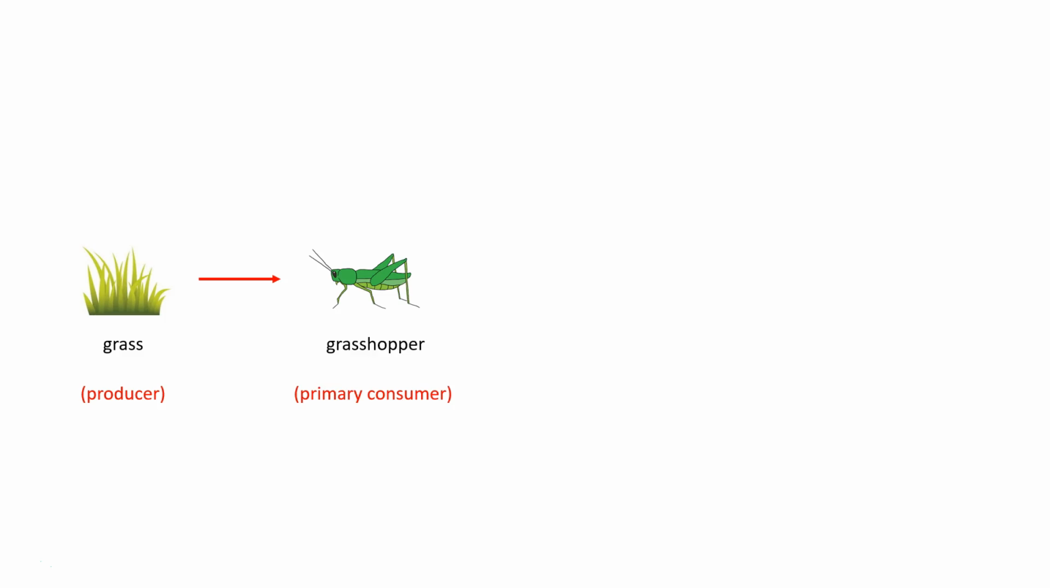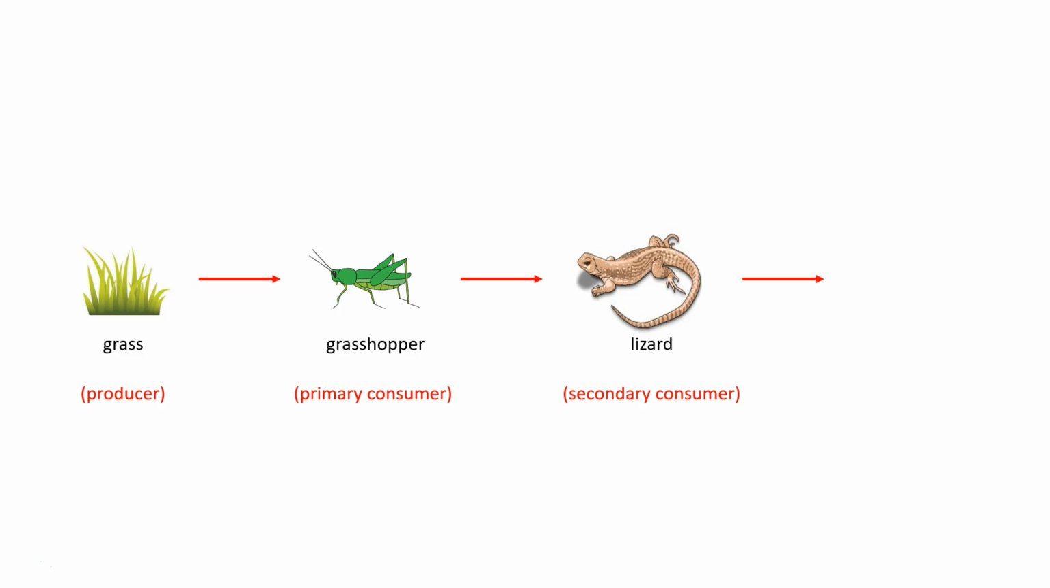For example, in this food chain, you can see that the grass, which is a producer, serves as a source of nutrients for the grasshopper, which is the primary consumer. The grasshopper then serves as a source of nutrients for the lizard, and the lizard serves as a source of nutrients for the hawk. One important thing I want you to take note of is that the arrows point toward the organism doing the consuming. Or in other words, the arrow points towards the higher trophic levels. Another way you might want to think about this is that the arrows point toward the direction that the energy is flowing.